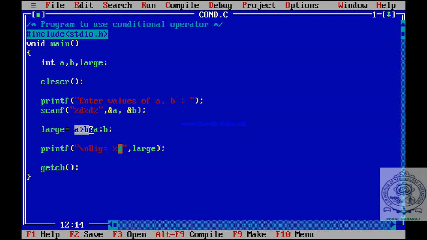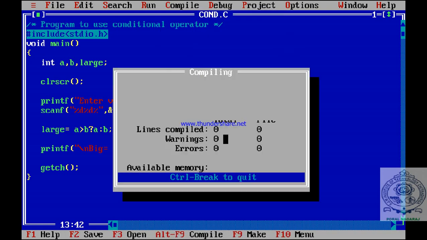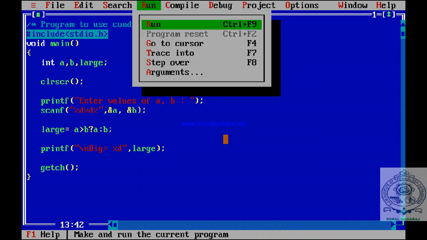Big is equal to percentage d. In place of percentage d, you can print the value of large. If you run it, you will come to know the output. Enter values of a and b. I will give 10 and 5. The a value is 10, the b value is 5. So what is large here? 10 is the large, so big is equal to 10. It means the value of a is copied into large, and that value we are printing here.